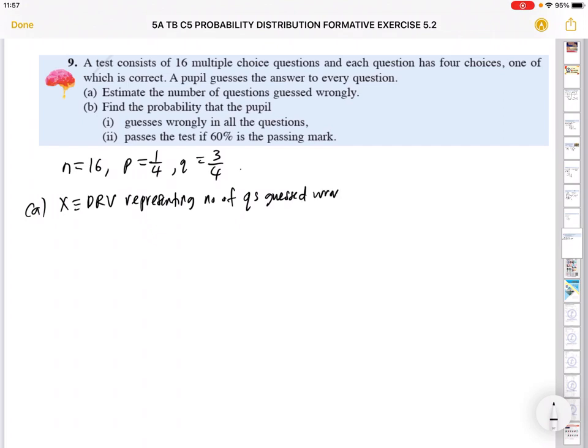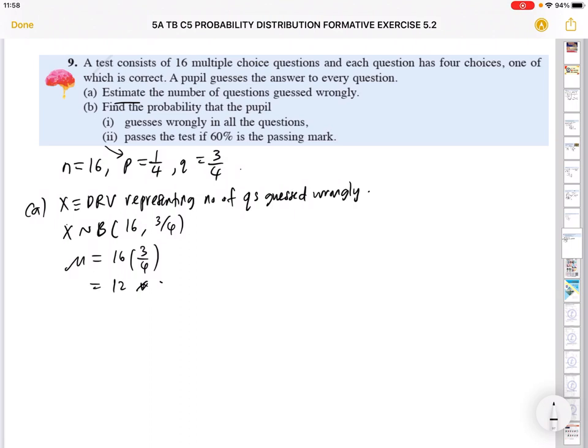So if you redefine x as guessed wrongly, your n is 16, and your p is now 3 over 4, not 1 over 4, because we want guessed wrongly. Previously 1 over 4 is guessed correctly, guessed wrongly is 3 over 4. If you want to estimate the number of questions, we are referring to the mean as expected value. So we take n times p, answer 12. That means on average, you guess 12 incorrectly.